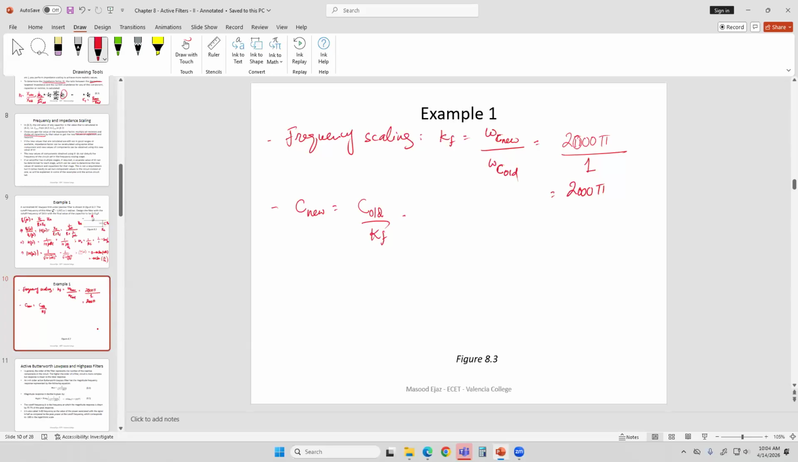So the new value of the capacitor is 1 farad over 2000 pi. Right. Who's going to calculate this? What is the value?